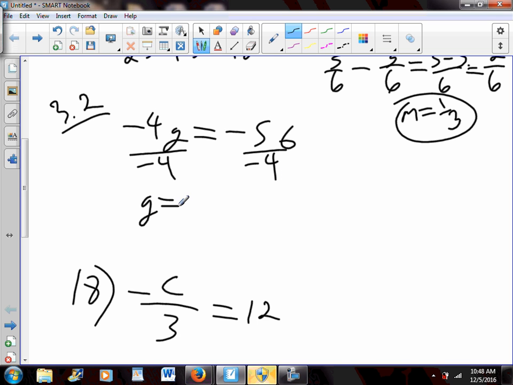A negative 56 divided by a negative 4. I know that's going to be a positive expression, and yes, the answer is going to be 14. Now what you should do is put that 14 into the problem as a negative 4 times 14 equal to a negative 56. And I think that you'll see that it is true. So the problem checks.